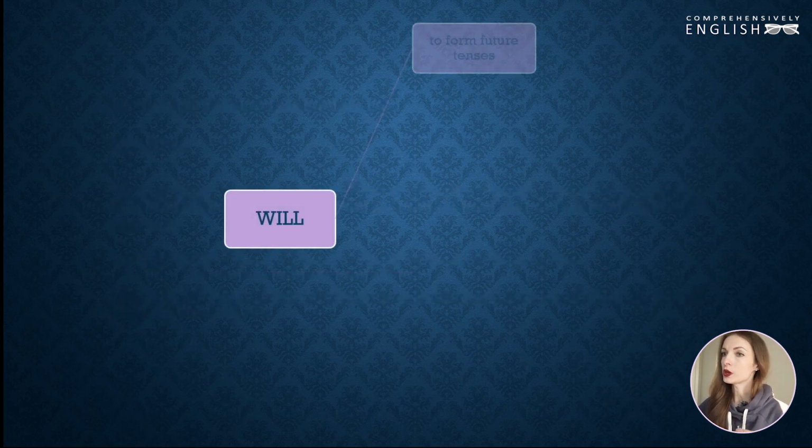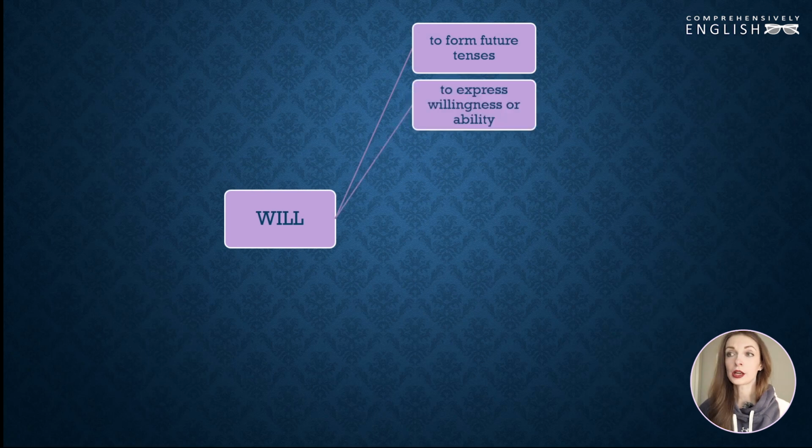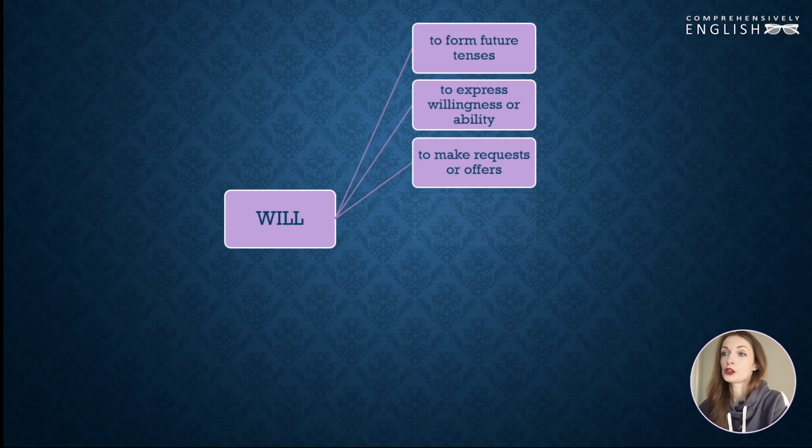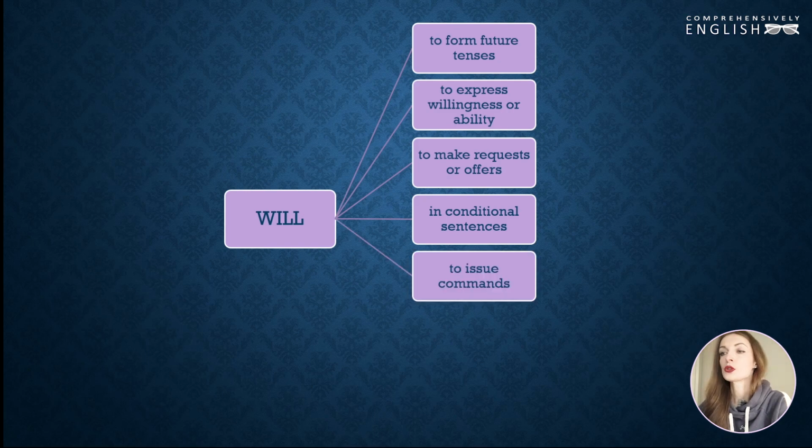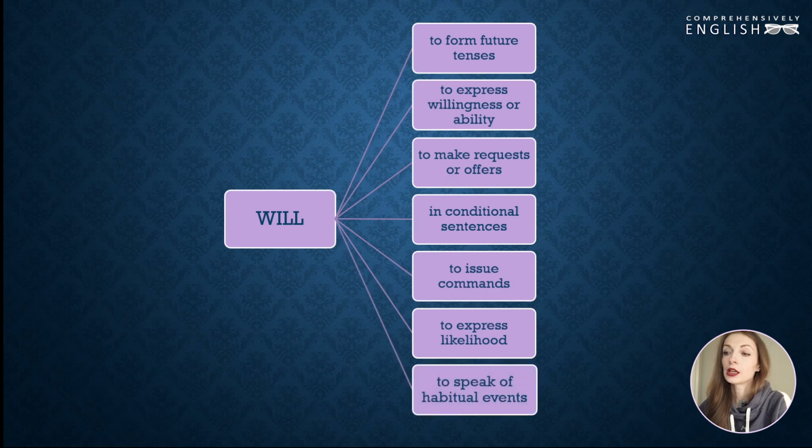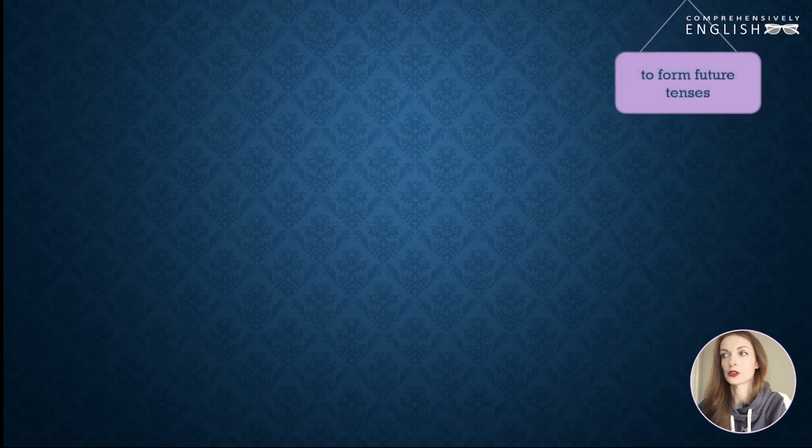Let's see. So will can express future. It can also express willingness or ability. That's what I have just been talking about. It can be used to make requests or offers. It is also used in conditional sentences when we speak about real conditions. We use it to issue commands, to express likelihood of something, and to speak of habitual events in the present, not in the future, by the way. Okay, let's move on. Let's talk about each of these meanings separately.